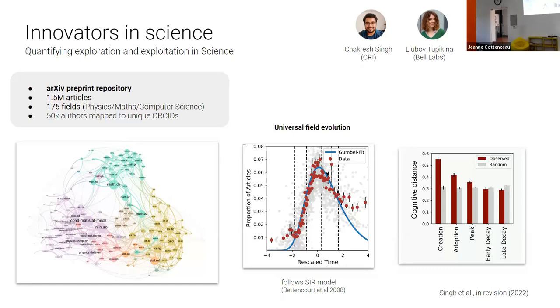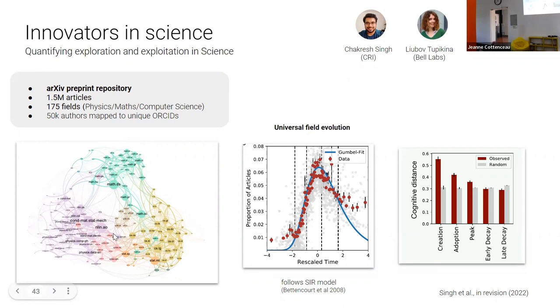So here it's all the fields. You have physics here, computer science here, mathematics, and you have finance and quantitative biology. So you have these fields that are on arXiv.